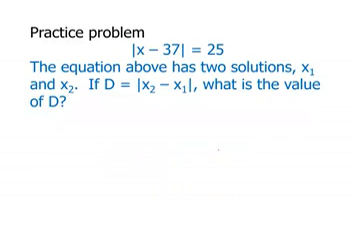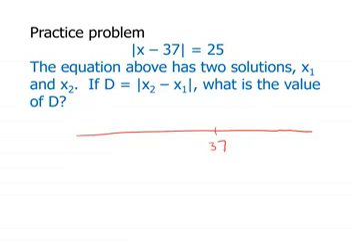Here's a practice problem. Pause the video, think about this, and then we'll talk about this. Now, this is a question where you might be tempted to do a lot of calculations, and you don't actually have to do a lot of calculations. Let's think about this. We have 37 here. And the two solutions to this equation are a distance of 25 from 37.